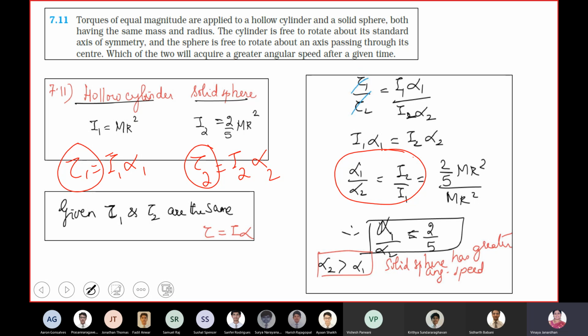So is alpha 1 by alpha 2 equal to 2 upon 5? Yes, ma'am. MR square will get cancelled. So alpha 2 is greater than alpha 1. The angular acceleration of the second body, the solid sphere, is greater than the angular acceleration of the hollow cylinder. So therefore, acceleration is greater means naturally the speed will also be greater. So the solid sphere has greater angular speed.